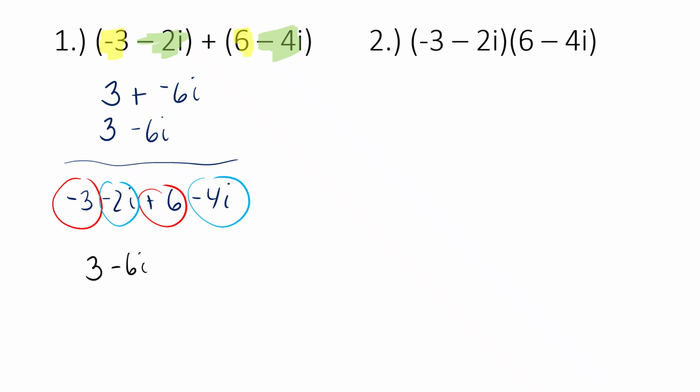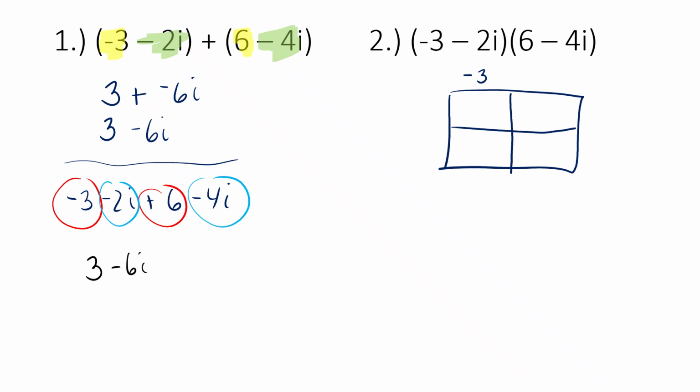Second one is multiplication. And what I would probably do, and you always want to listen to your teacher's direction, is show my work in the body of the problem here. So this is -3 minus 2i times 6 minus 4i. 6 times -3 is -18. This will be -12i. This will be positive 12i.